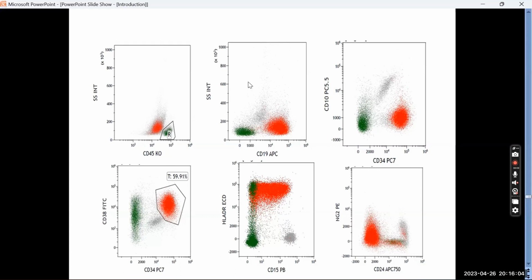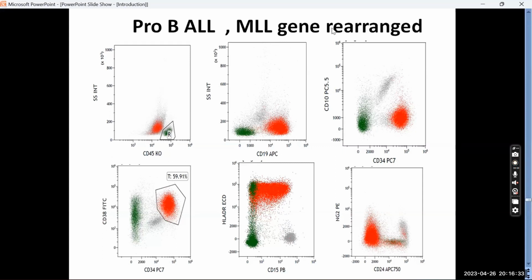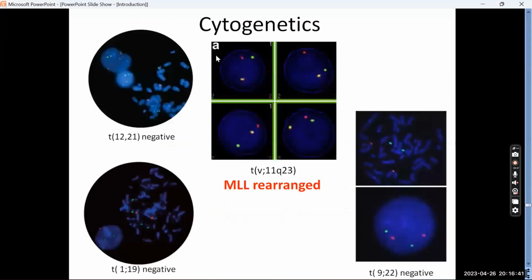So this is pro-B-ALL because it is 19 positive, 10 negative, and this is a classic signature for MLL gene rearrangement: NG2 and CD15. CD15 is a myeloid marker. When you are getting it in B-ALL which is CD10 negative, always do NG2, or write in the report to check for KMT2A, which was earlier called MLL. So this is a pro-B-ALL and this is KMT2A gene rearranged pro-B-ALL. So flow can also give you an idea about the molecular rearrangement which is present. We did cytogenetics and used a break apart probe.